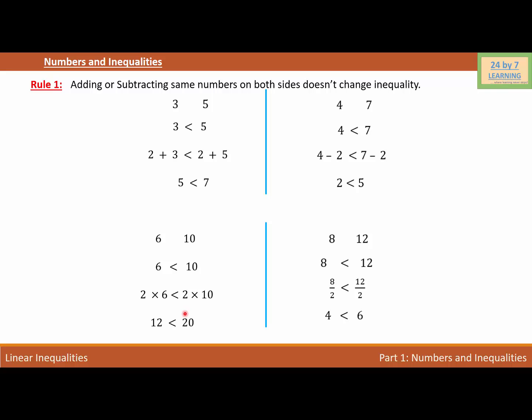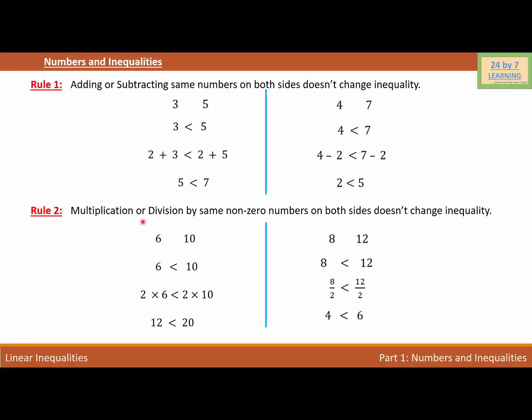If you look closely at these two relationships, or these two sets of numbers, you can come up with a rule which states that multiplication or division by the same non-zero number on both sides does not change the inequality.